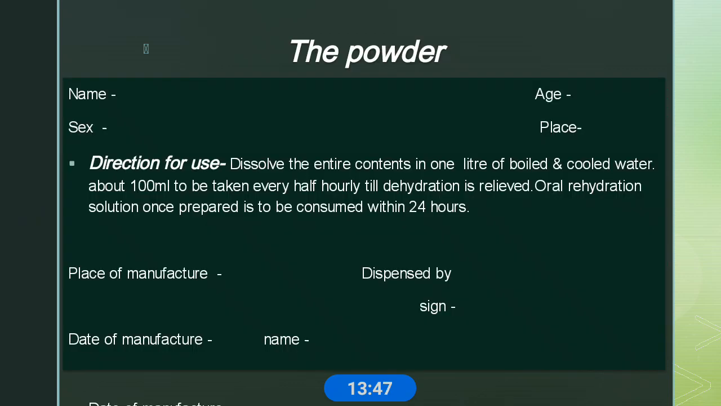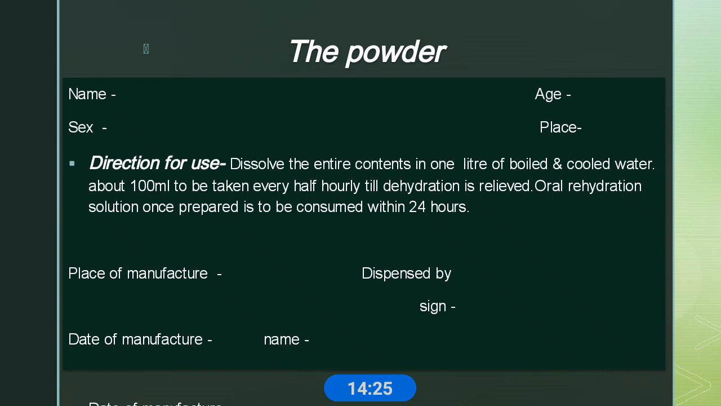This is the label format. After our preparation, just put this in an envelope and label. First we give the details about the patient's name, sex, age and place, and then write the direction for use. Dissolve the entire content in 1 liter of boiled and cooled water, about 100 ml to be taken every half hourly till dehydration is relieved. An oral rehydration solution once prepared is to be consumed within 24 hours.